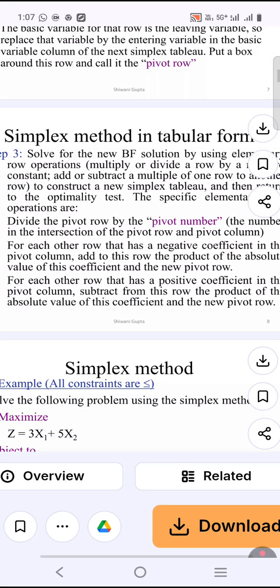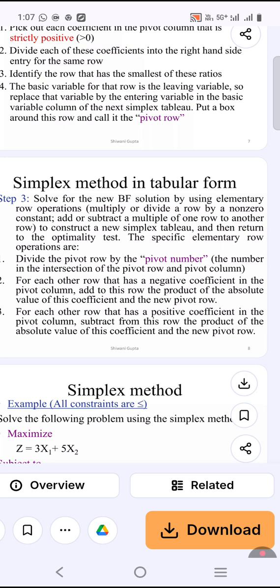Step three: solve for the new basic feasible solution by using elementary row operations. Multiply or divide a row by a non-zero constant, or add or subtract a multiple of one row to another row, to construct a new simplex tableau, and then return to the optimality test.